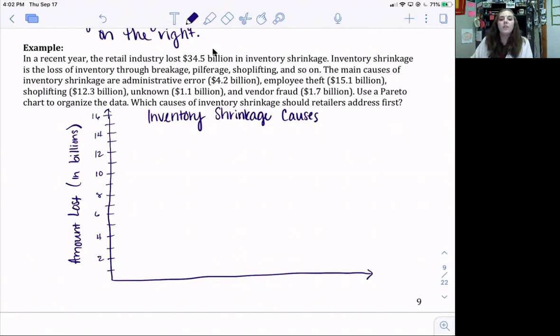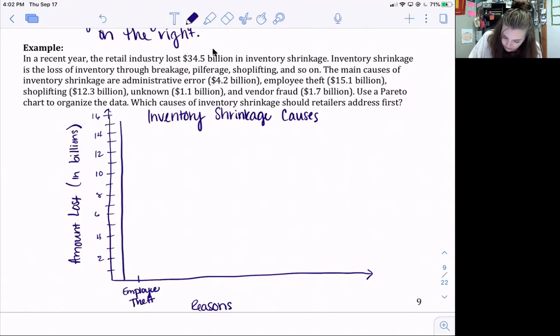Okay. And then we're going to use our reasons on the bottom. Okay, so again, we start from the largest and go to the smallest. So here, our largest reason is employee theft. And then you're simply going to make a bar or a rectangle to show that 15.1.